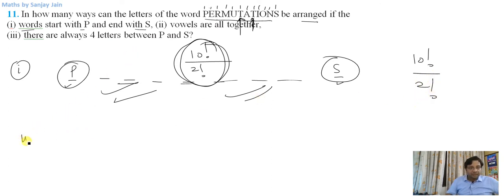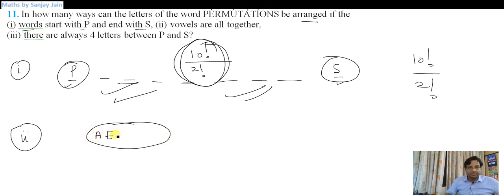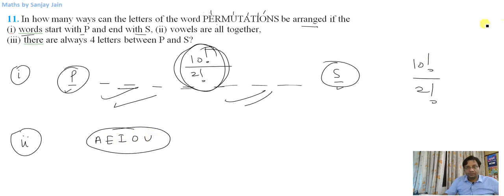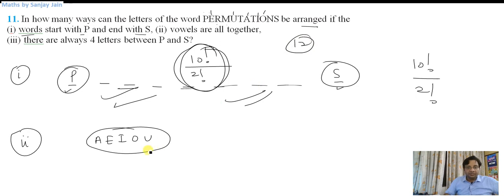Let us look at the second part. Vowels are together. E, U, A, I, O. So 5 vowels are present. Let them be together, so I'll tie them together. A, E, I, O, U. Alright, so I'll treat them as one unit. Total I have 12 letters. Out of these 5 I have tied here, so 7 letters are left. So total units are, 1 unit is this, 7 letters are these. So 8 units are there.